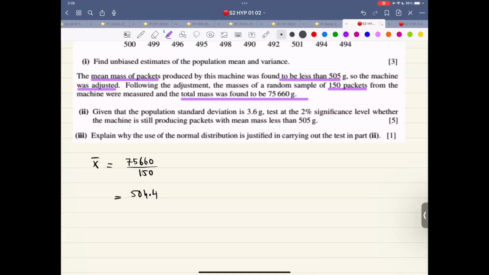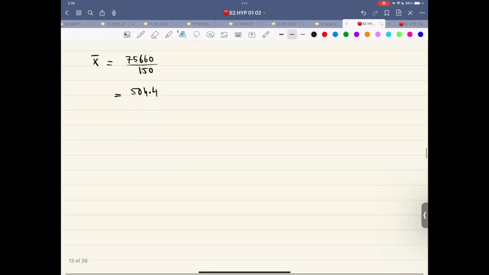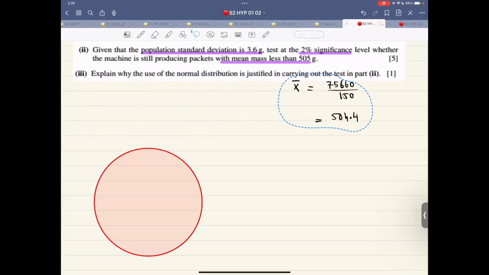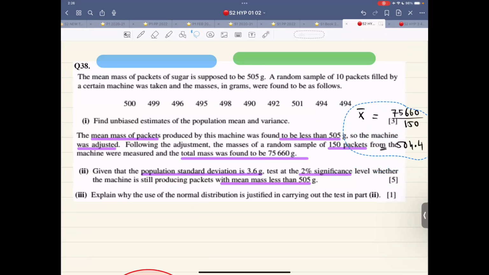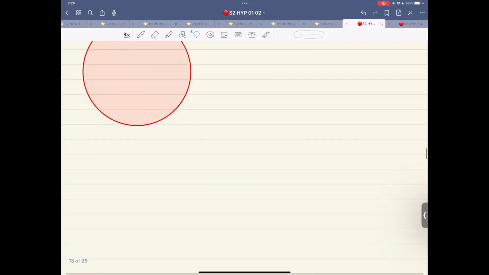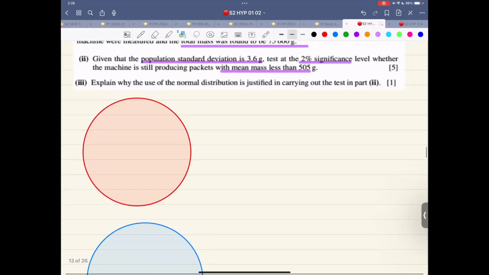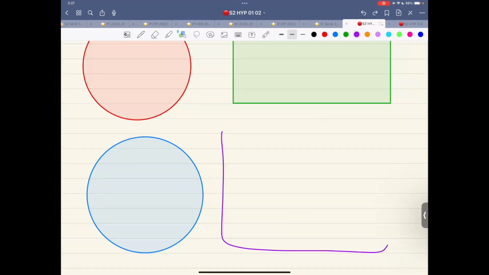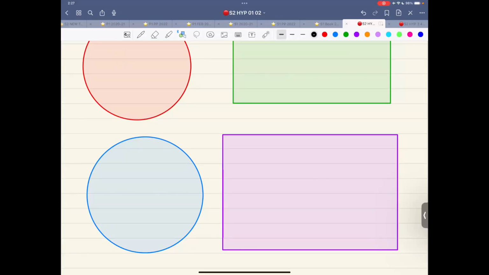It says, given that the population standard deviation is 3.6, test at the 2% significance level whether the machine is still producing packets with mean mass lesser than 505. Now, what needs to be done? So let me make 4 boxes. The first box, then the second box, then the third box, and last but not the least, the fourth box. And let me also draw a normal distribution curve over here because we will be using it.